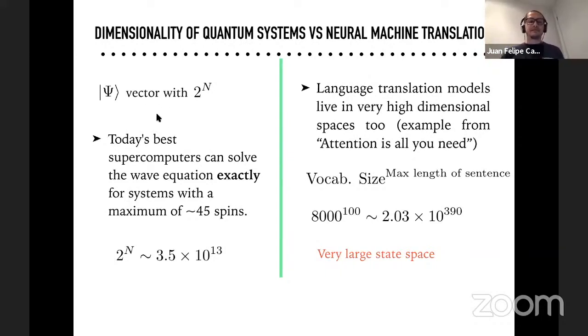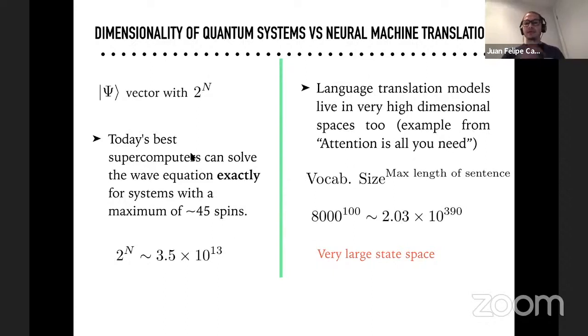The idea is that a wave function is specified through a vector with 2 to the n components, if you're talking about spin 1/2 particles, where n is the number of spins in your system. And so it's exponentially big. It's so big that today's best supercomputers can solve the wave function exactly only for about, say, 45 spins, because 2 to the n for 45 spins is already a big number, and you cannot even accommodate this wave function in a supercomputer past around 45 spins.